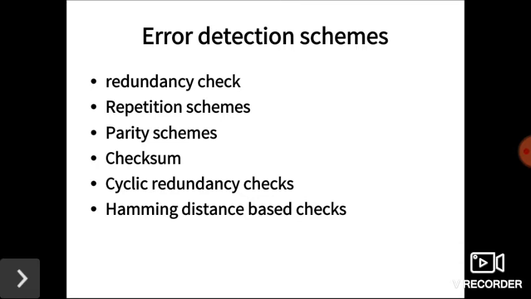There are some limitations to parity schemes. A parity bit is only guaranteed to detect an odd number of bit errors. If an even number of bits are flipped, then the parity bit appears to be correct even though the data is incorrect. The next one is checksum.